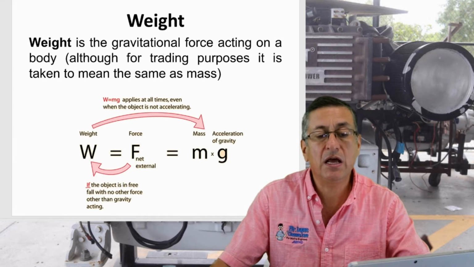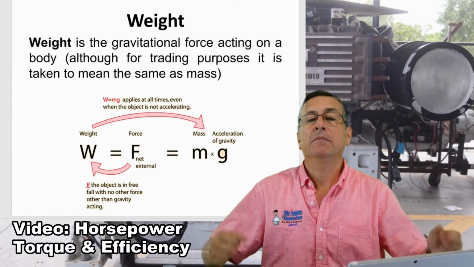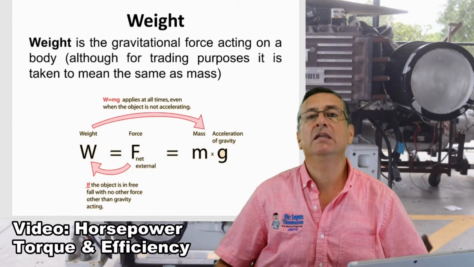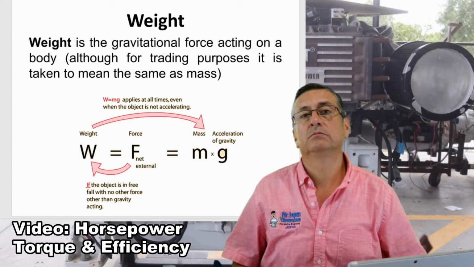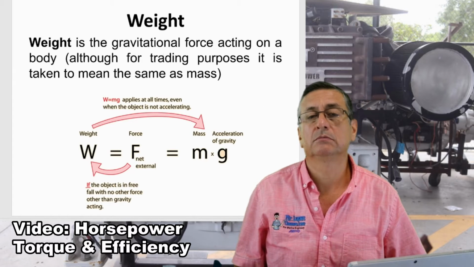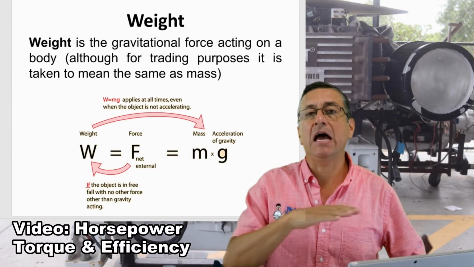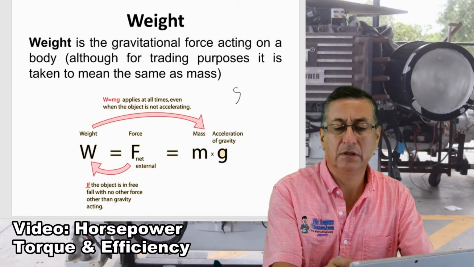Weight is the gravitational force acting on a body. Yes, my friends, I am here in this seat because gravity pushed me down. Without gravity, everything floats. Gravity is a centripetal force that keeps all the objects against the ground. How much is the value of gravity? It's 9.81 meters per square second.